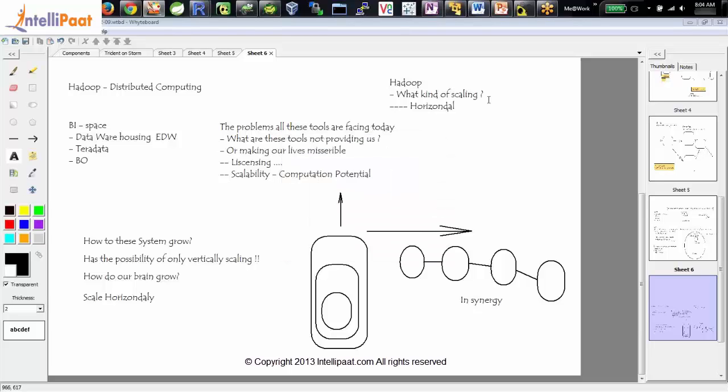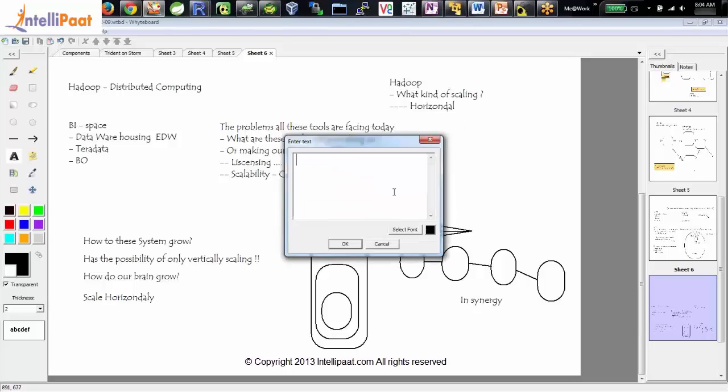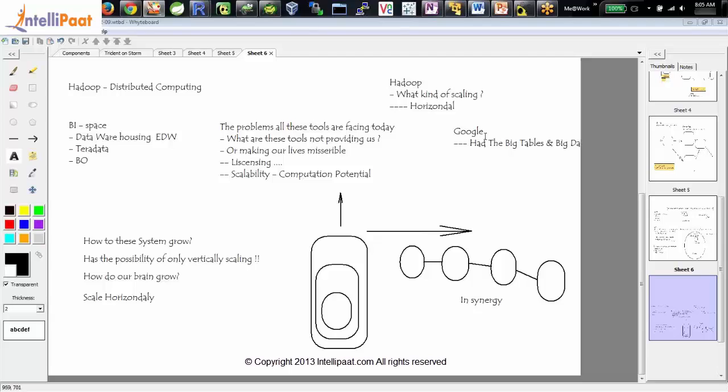And this is where Google, the people who thought about this a long time before, had Bigtable and big data. So this is pretty story-like, but it is very important to know. This is what leads us to what we want to learn.